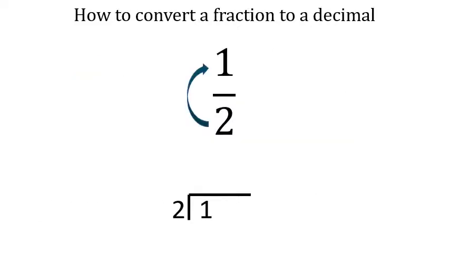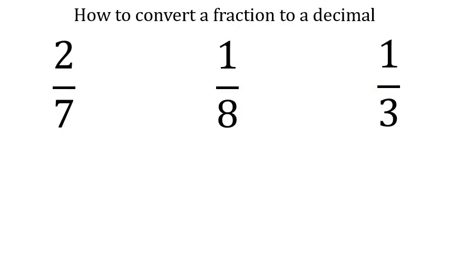So, 2 into 1. 2 doesn't go into 1. So we need to add a decimal point and a 0. Keeping the decimal points level, we can now show that 2 into 10 is 5, and half is the same as 0.5.